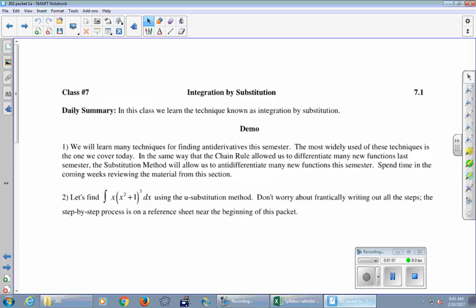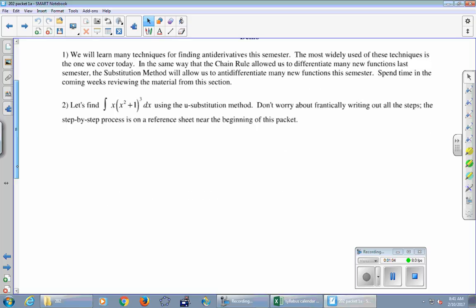Okay, number 2, it says let's find the integral of x times the square root of x squared plus 1 dx using the u substitution method. Don't worry about frantically writing out all the steps. The step-by-step process is on a reference sheet near the beginning of this packet. We'll glance at it in a little bit.